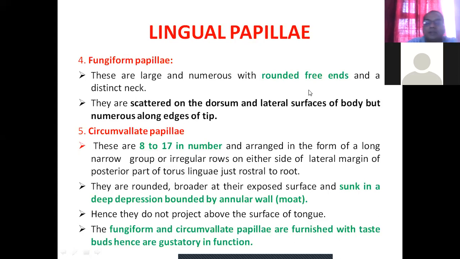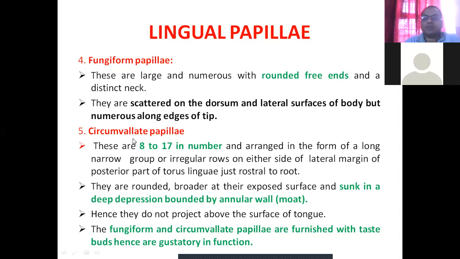Likewise, fungiform papillae are rounded, free-ended, and scattered throughout the dorsal and lateral surface of the body, and on the tip of the tongue. You can easily differentiate the fungiform papillae from the filiform papillae by gross appearance. But histologically, we can differentiate more easily. We will discuss that in the histology section.